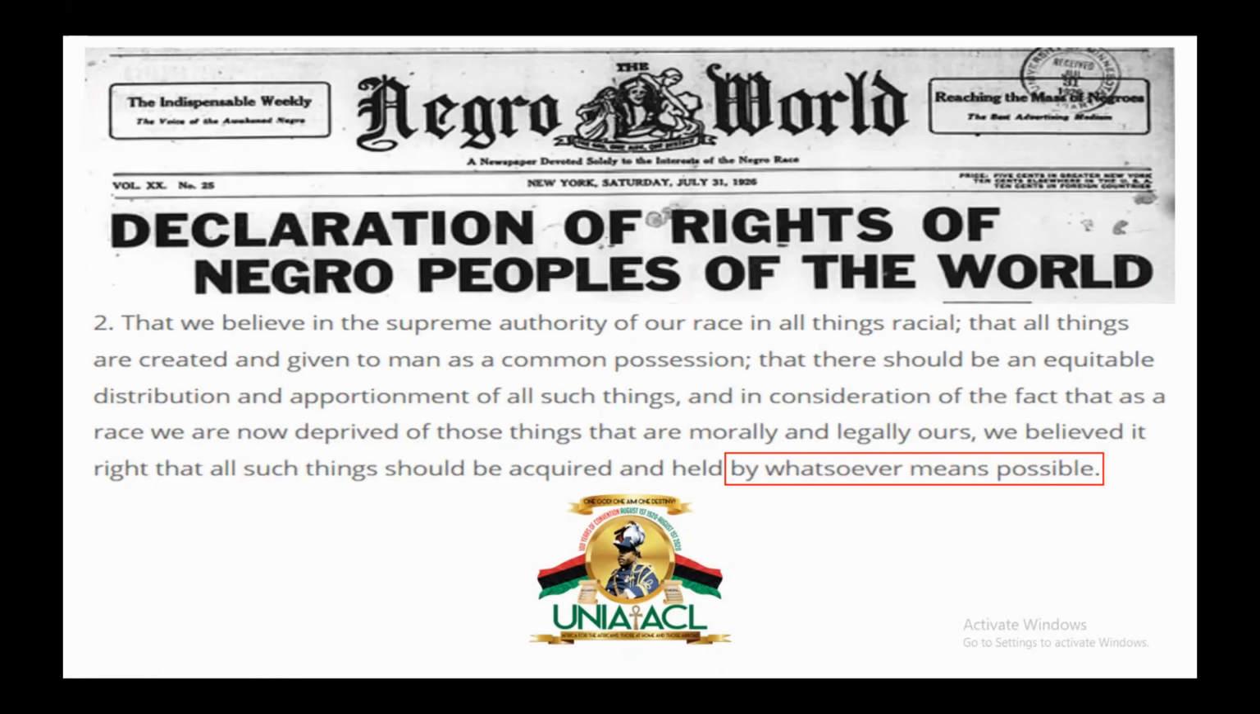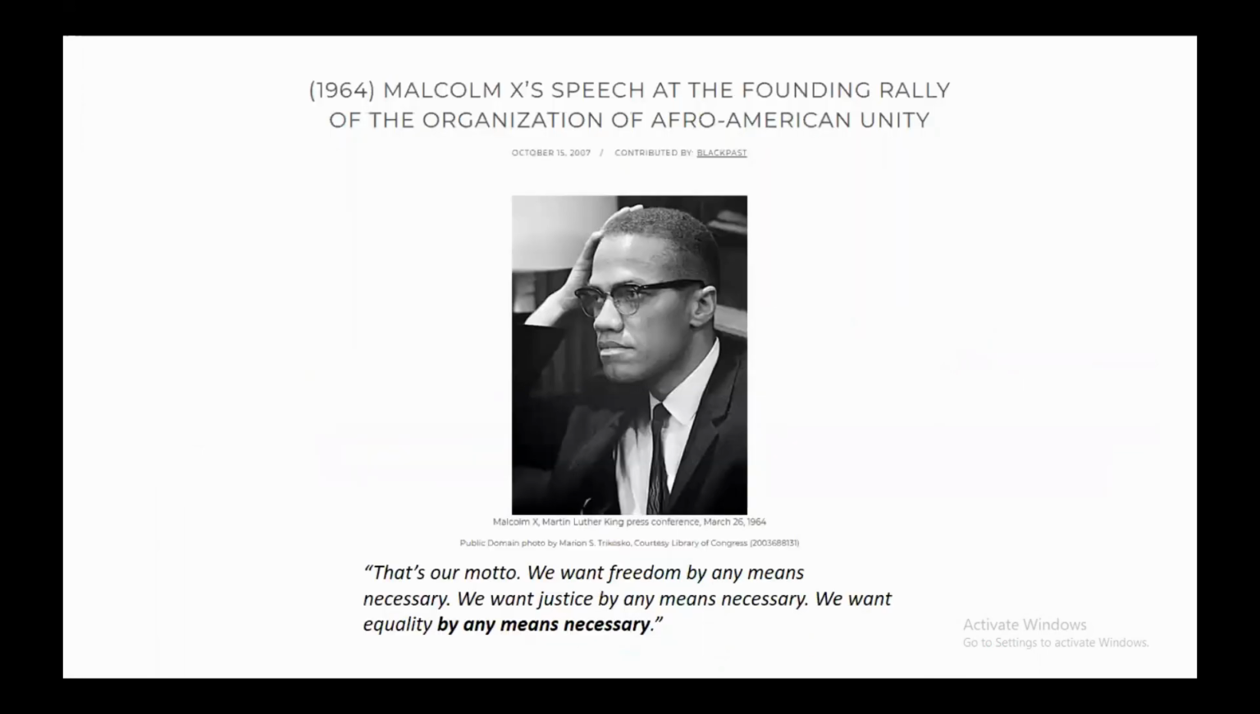Is that familiar to you? It should be, because it is the famous quote from the Honorable Malcolm X when he created the Organization of Afro-American Unity, another organization influenced by the Honorable Marcus Messiah Garvey. You see here, the motto of the organization was, we want justice by any means necessary. We want equality by any means necessary.